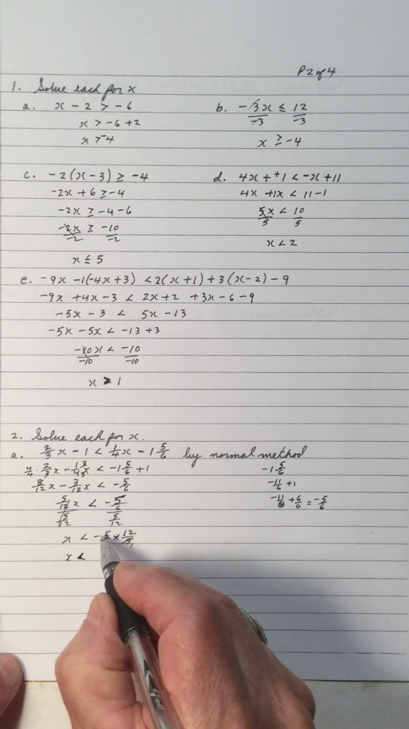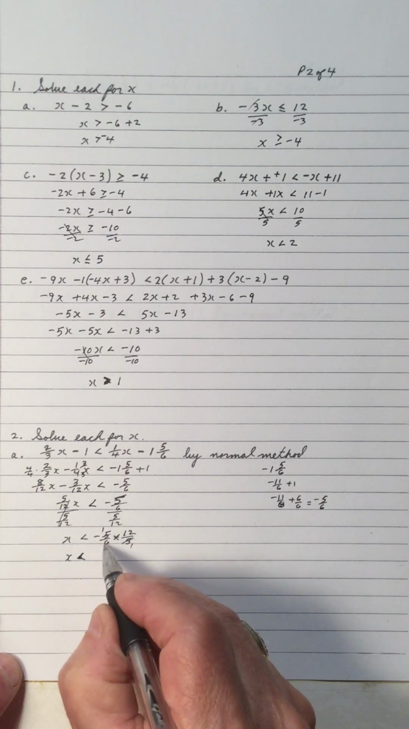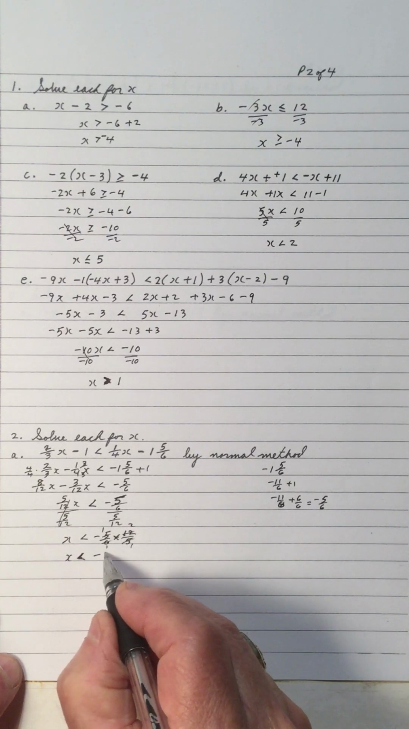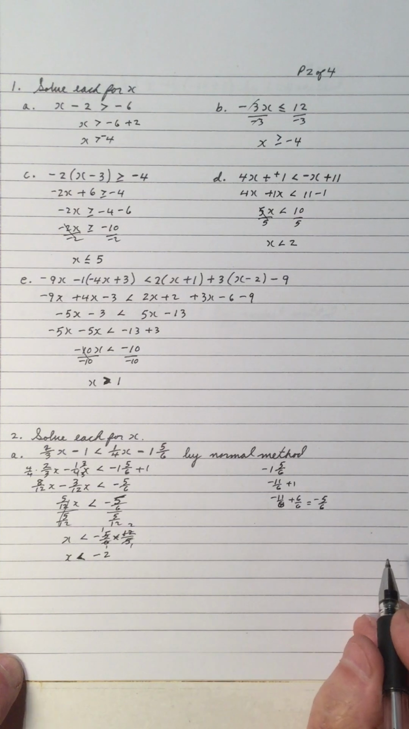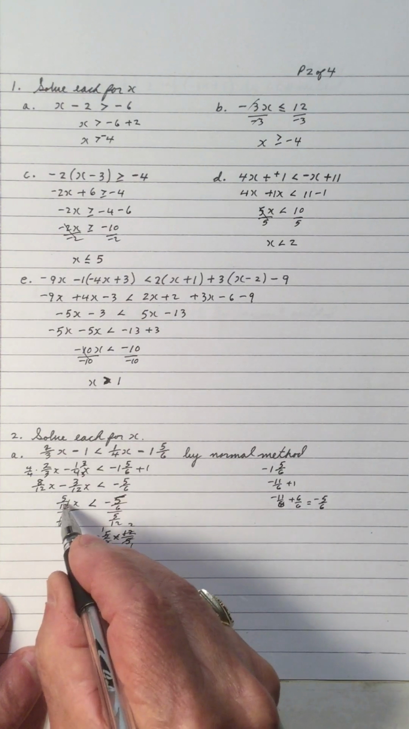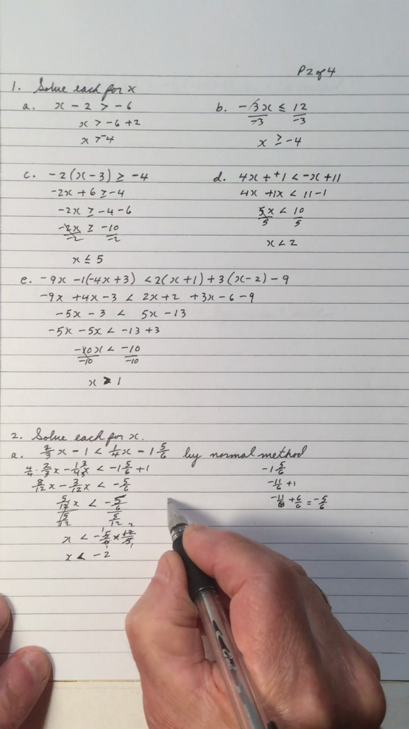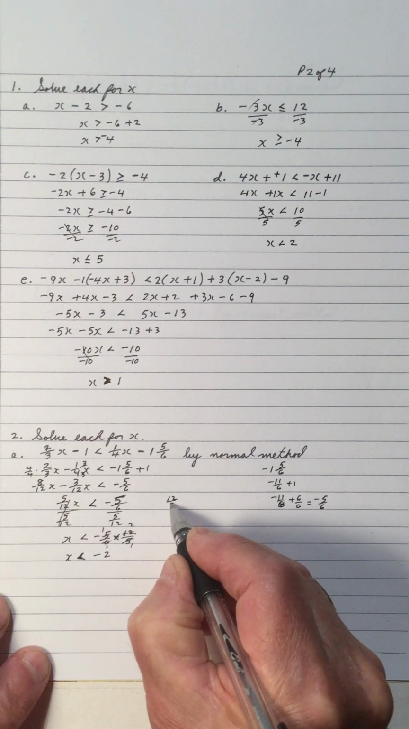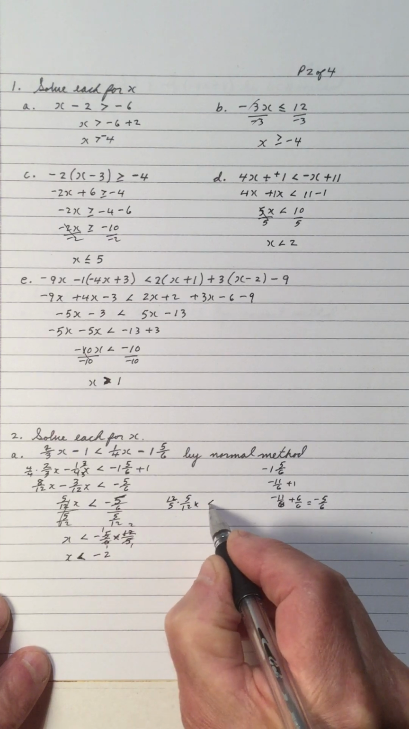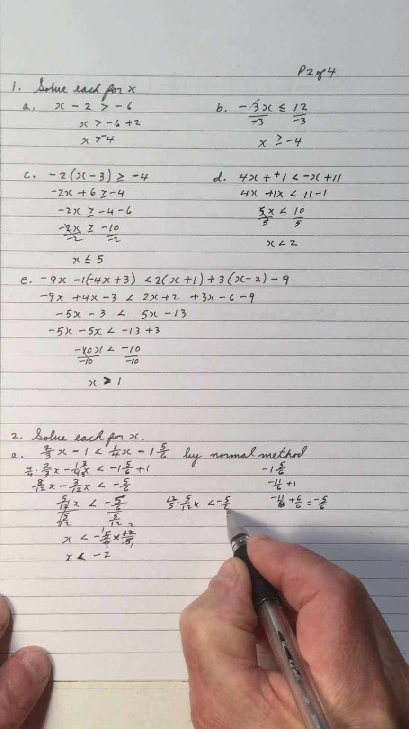5's cancel. 1 says negative 1. 6 once, 6 twice. So that's a negative 2/1 or negative 2. Another way to do that would be this. This is 5/12 multiplied by 12/5, which is the reciprocal. So we could do this right away.